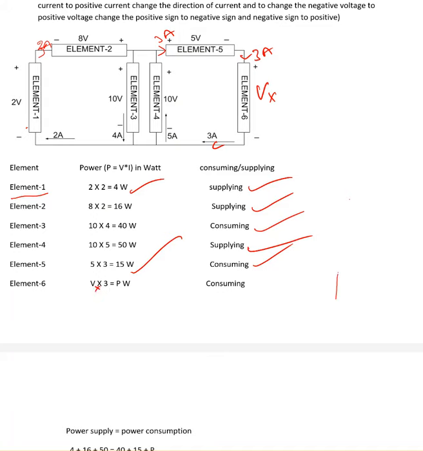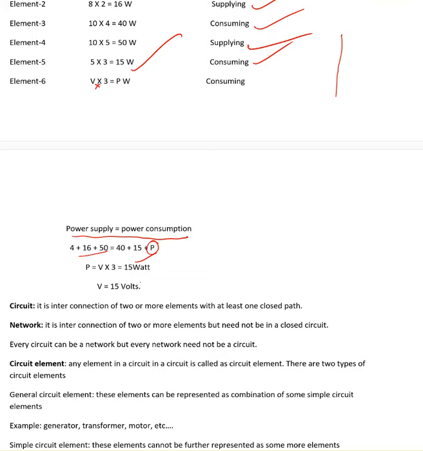We know that in any closed circuit, power supplied must be equal to the power consumed. So we have this much supply, which is 70 watt, 4 plus 16 plus 50. And so the power we end up with is 15 watt, so the voltage is 15 volt.